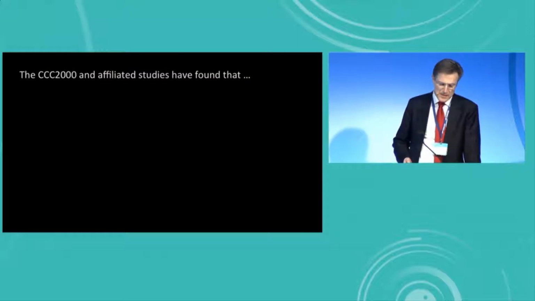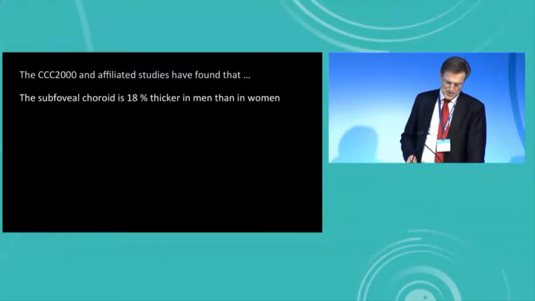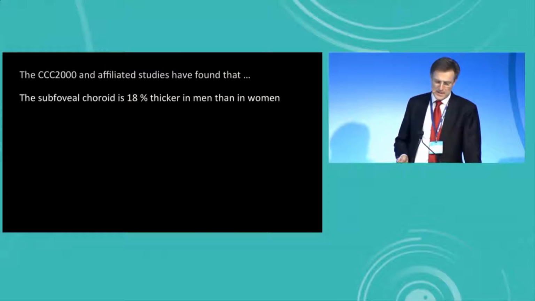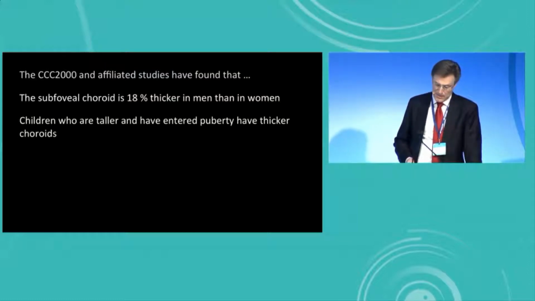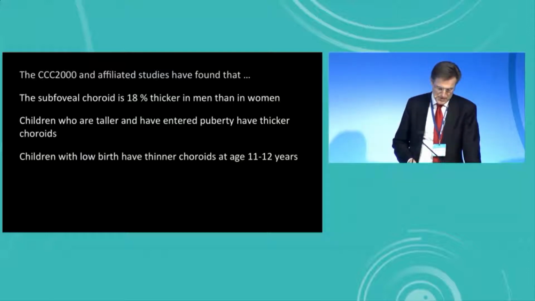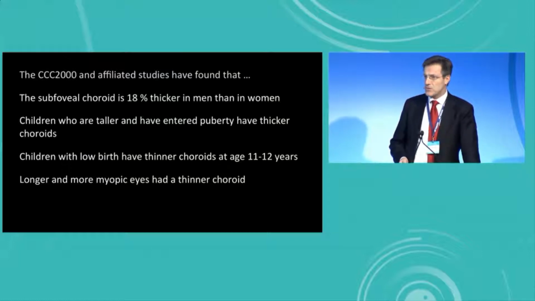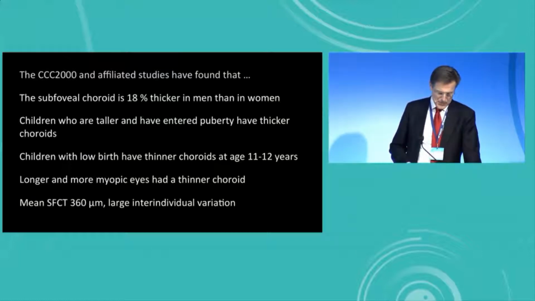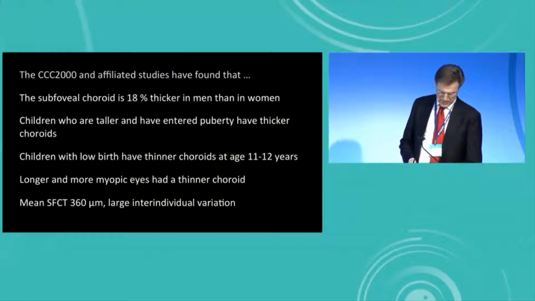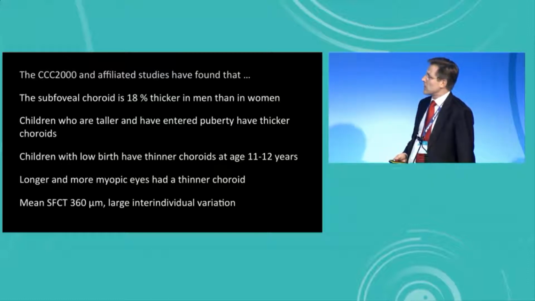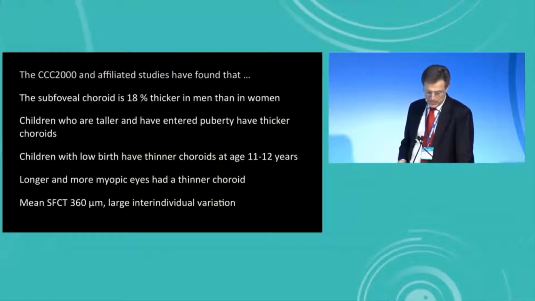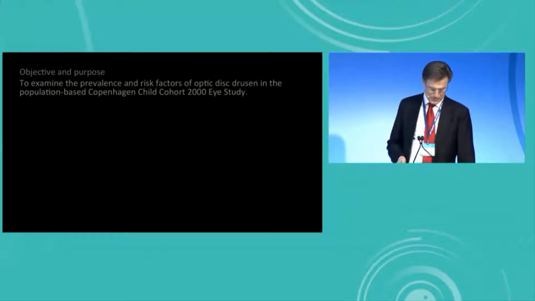The CCC 2000 and affiliated studies have found that the subfoveal choroid is 18% thicker in men than in women. Children who are taller and have entered puberty have thicker choroids. Children of low birth weight have thinner choroids at the age of 11 to 12, when we examined them last time. Longer and more myopic eyes have a thinner choroid, as also shown in other studies. The mean subfoveal choroidal thickness in children of this age, 11 to 12 years, is 360 micrometers, with very large, almost tenfold individual variation.